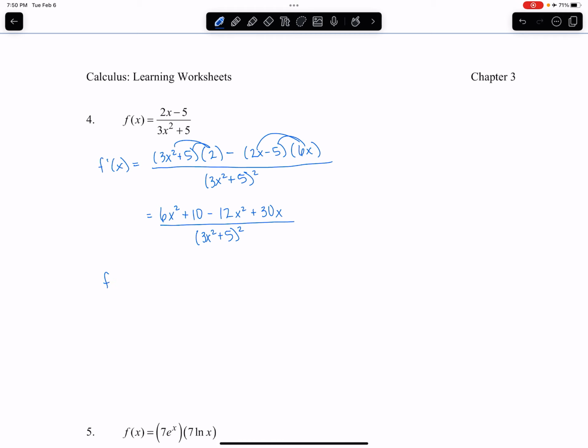And combining our like terms, our derivative will be negative 6x squared plus 30x plus 10 over 3x squared plus 5 squared.